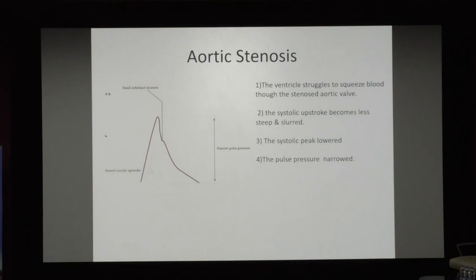So in disease conditions, say in aortic stenosis, what will happen? Here the ventricle is struggling to squeeze the blood through the stenosed aortic valve. So the systolic upstroke will become very slow and slurred. The systolic peak is lowered, and the pulse pressure is also narrowed.